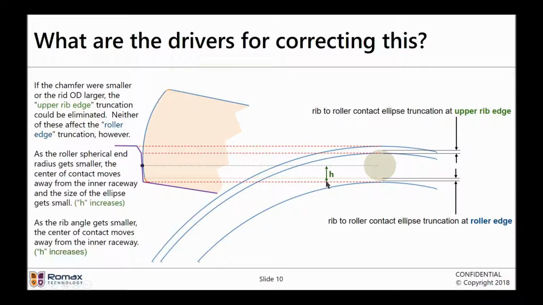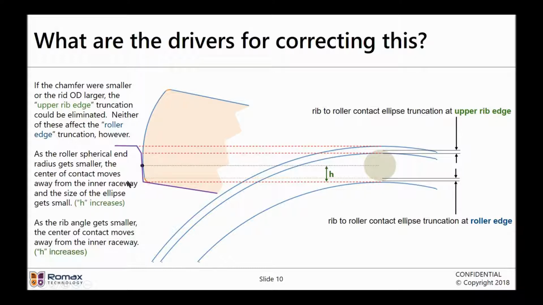And that is a value of H. H is measured from this theoretical corner to the center point of the contact. As the rib angle gets smaller, gets closer to perpendicular, the center of the contact moves away from the inner race. Again, H is getting larger. So, of course, vice versa. If this spherical end radius gets larger, that drives the contact closer to the corner. And if the rib angle gets larger, that drives the point of contact closer toward the raceway.